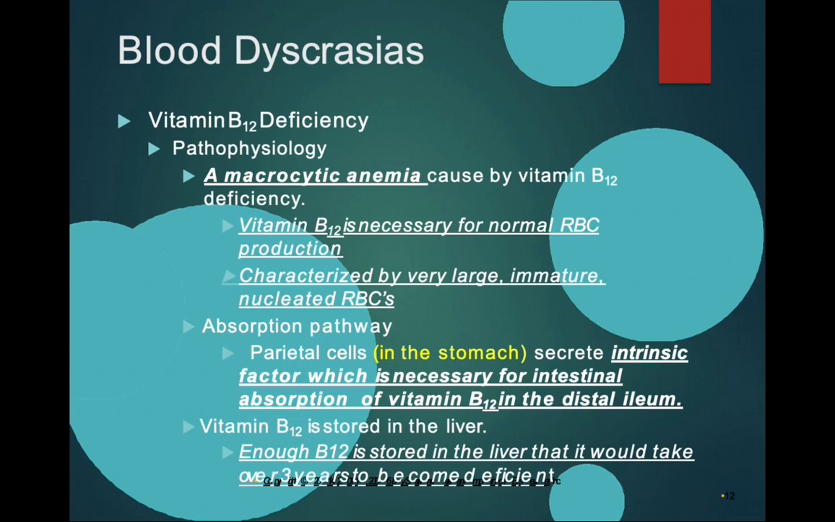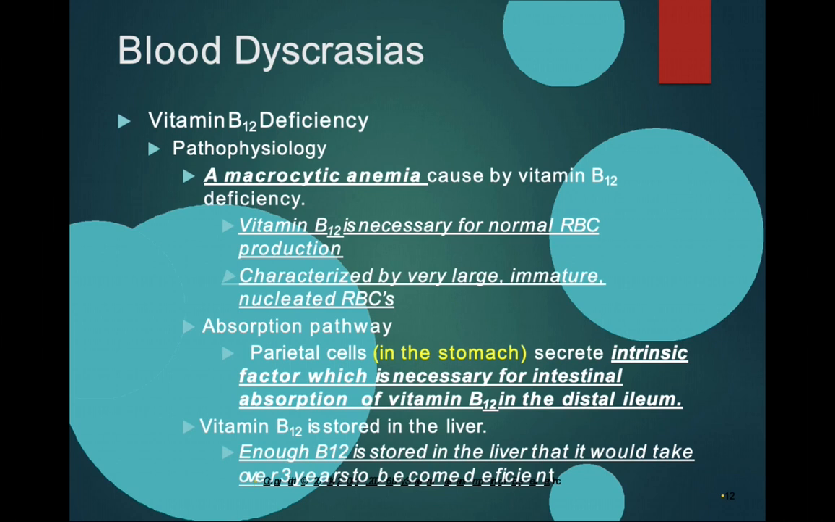All right, let's look at B12 deficiency. Also another interesting form of anemia. This one has a few more moving parts than the iron deficiency anemia. And look at this one. Look at the pathophysiology. This one is a macrocytic anemia. Remember, iron deficiency was microcytic hypochromic. This one is macrocytic anemia caused by a B12 deficiency.